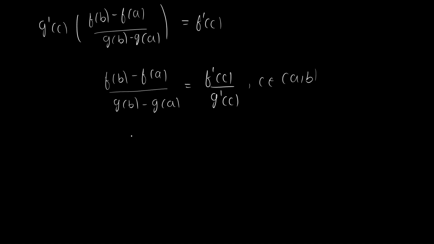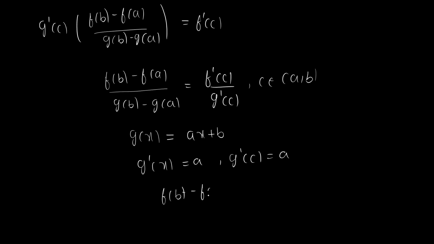Now here, if you notice, if I put g of x as some linear function, let's say ax plus b, g dash of x is nothing but a, and g dash of c will also be a. If I put it in this equation, I get f of b minus f of a divided by b minus a times b minus a is equal to f dash of c divided by a. Now if I cancel the a on both sides, I get f of b minus f of a by b minus a is equal to f dash of c, which is nothing but our Lagrange's mean value theorem.